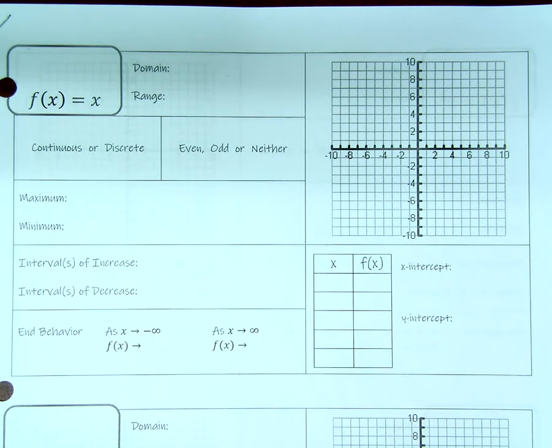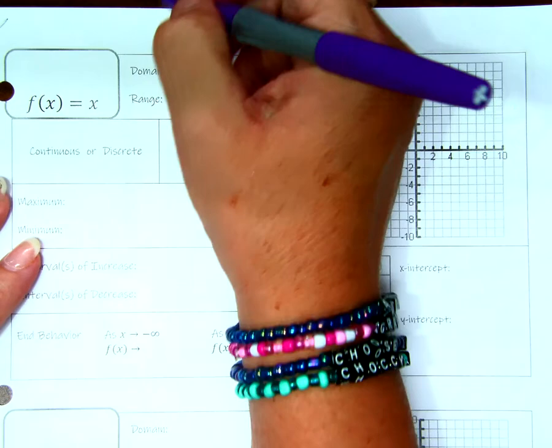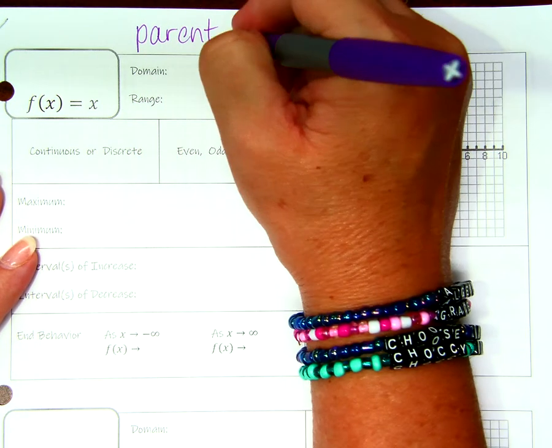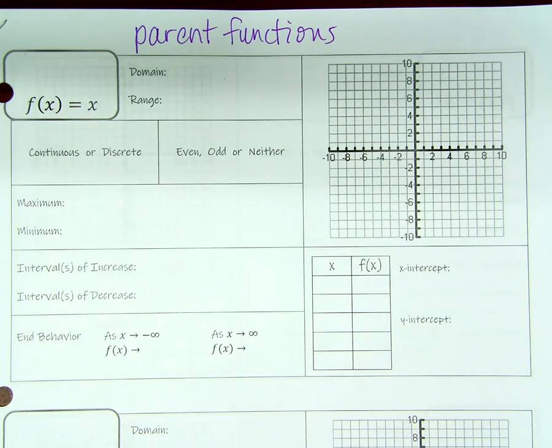The worksheet we're doing today is called what? What do you know, what do you think? That's a good guess. Where else could you look? Oh yeah, it is. It's parent functions, isn't it? And how did you know that, Wes? Oh, it says it on the board. Excellent. Okay. We talk about parent functions a lot during the year.